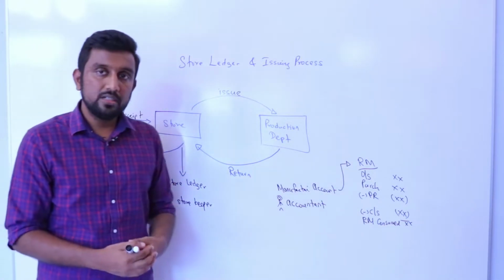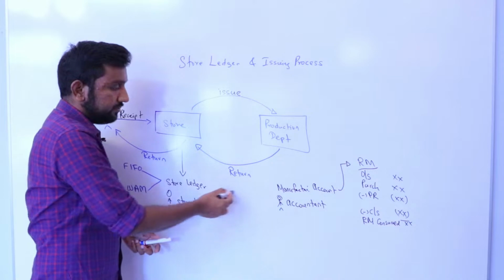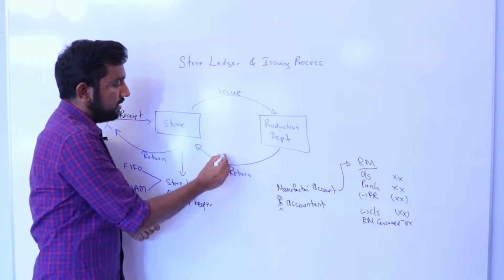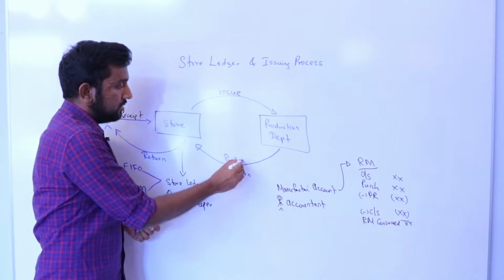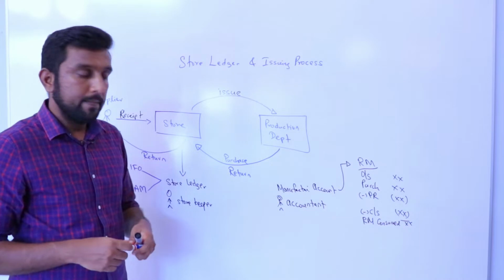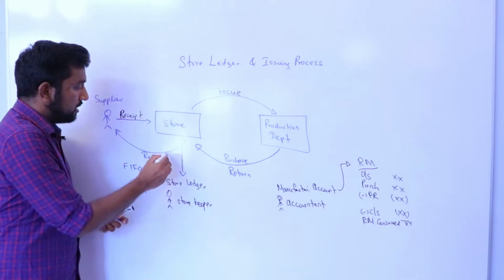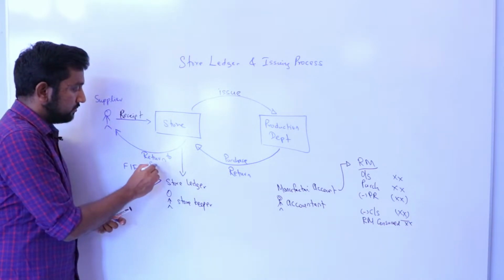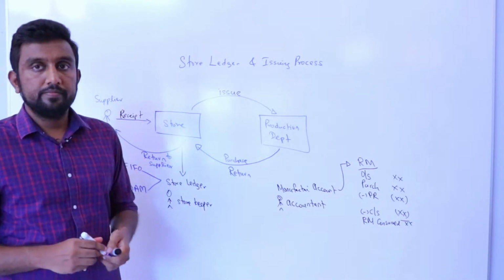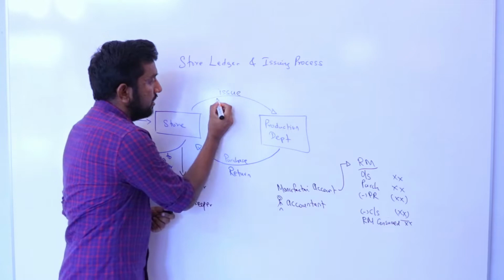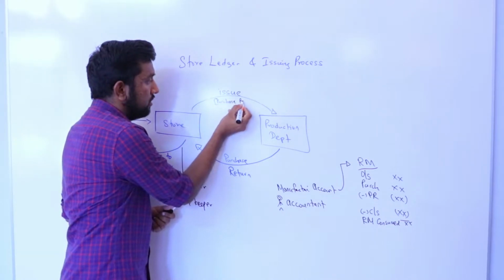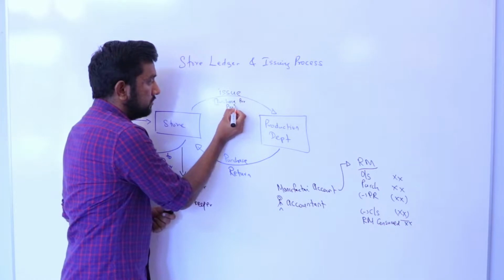For the manufacturing department, purchase means the issue from the store. So what is purchase return? The return from the production department. I would say this is purchase return in manufacturing. This one I would say is return to supplier. So I can say these are purchase for production.